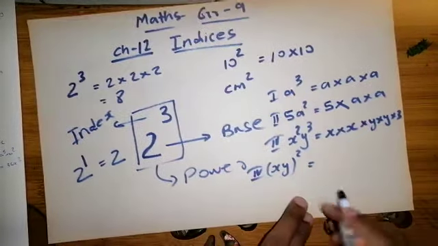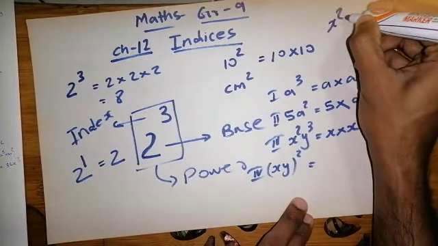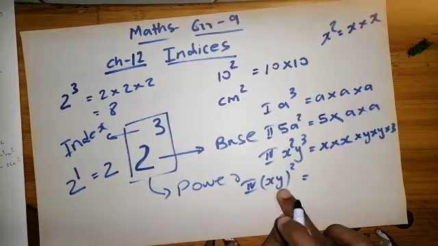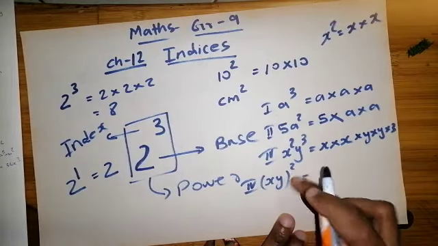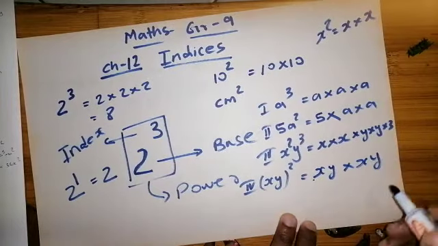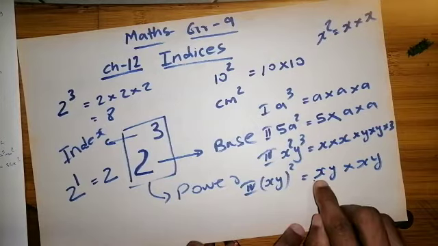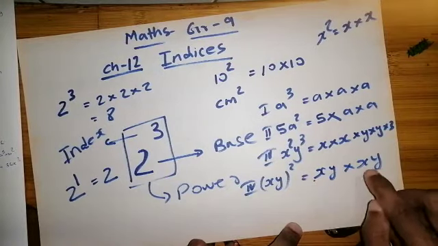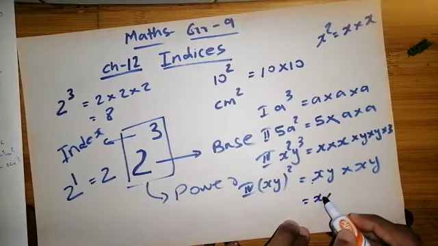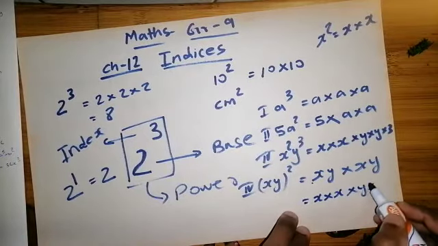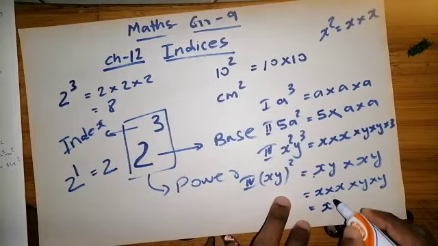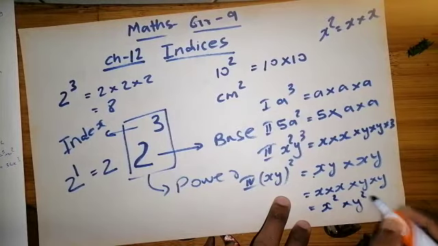So how to extract it? x squared means there are two x's, so x into x. (xy) all squared means there are two xy's: xy into xy. We know that x and y are multiplied with each other, so we can write it as x into x into y into y. All are multiplication. Now x into x is x squared, and y into y is y squared.